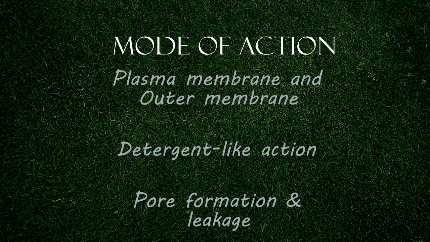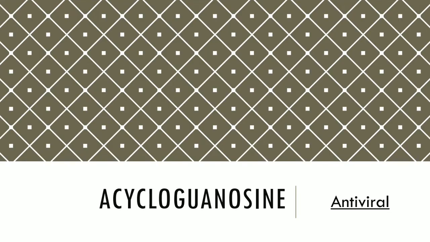So polymyxin binds to the phospholipids which are present in a cell, and after binding to the phospholipids, it leads to the formation of pores, which in turn results in the leakage of the contents of the cell.